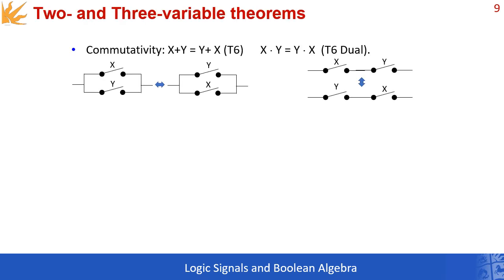Now let's see a little bit more complicated theorems, including 2 or 3 variables. The first one is called commutativity. As you can see, commutativity means that you reverse the operands. So this is for the OR, and this is its dual for the AND. This is pretty straightforward. It's very easy for you to understand.